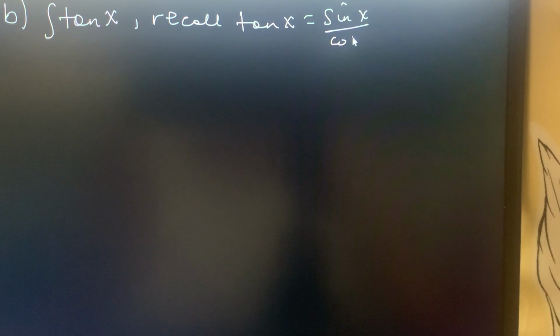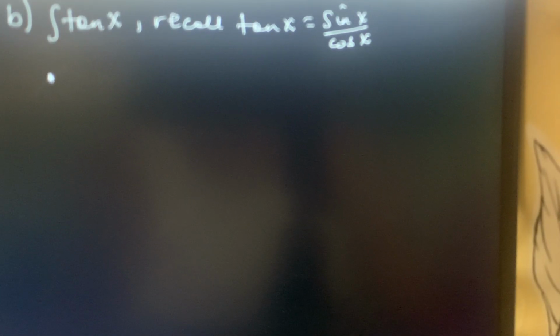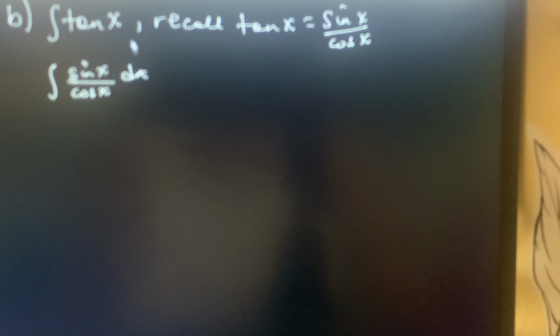Recall what tan x is from the trig relation. Tangent of x is equal to sine x over cosine x. Now I can rewrite the tan x in terms of sine x over cosine of x. So my second step is going to be the integral of sine x over cosine of x dx. In fact, there was a dx here at the beginning.